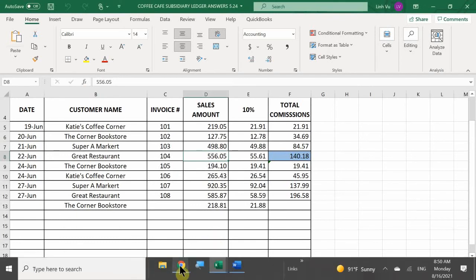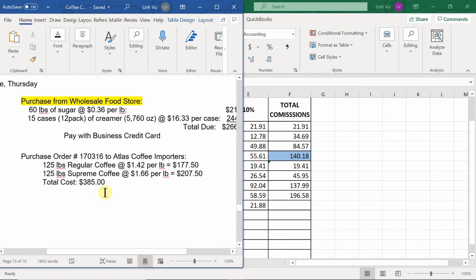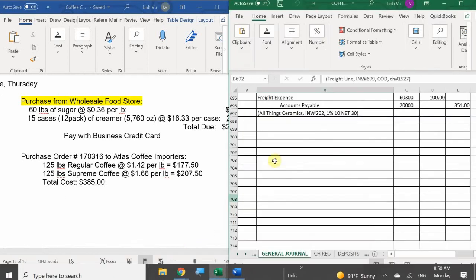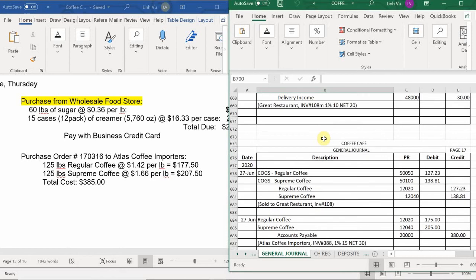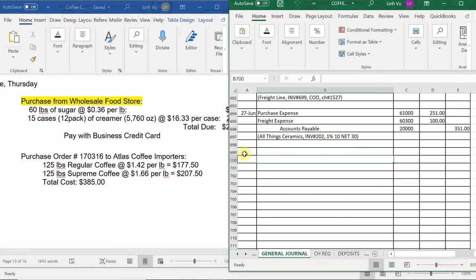Okay, and I also marked that when we continue, we're going to start off with the purchase of more sugar and creamer. So let's go ahead and start here. We are currently on page 17 in our general journal. So today is still the 27th.